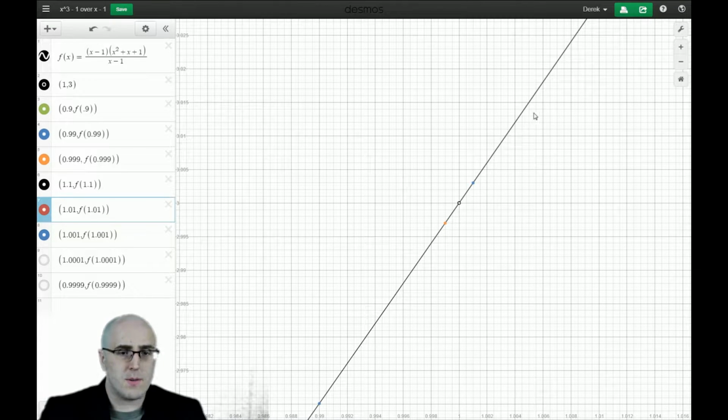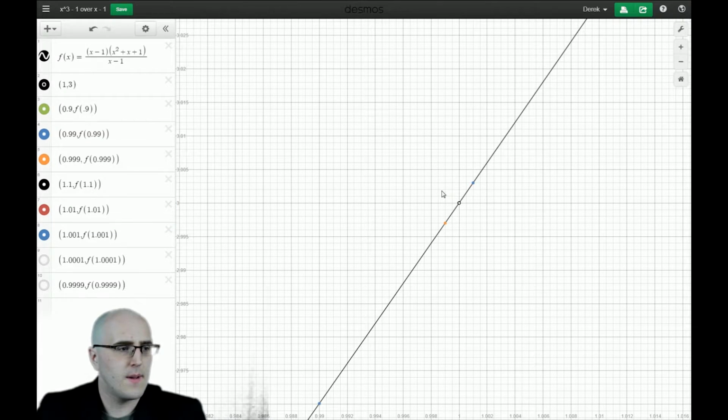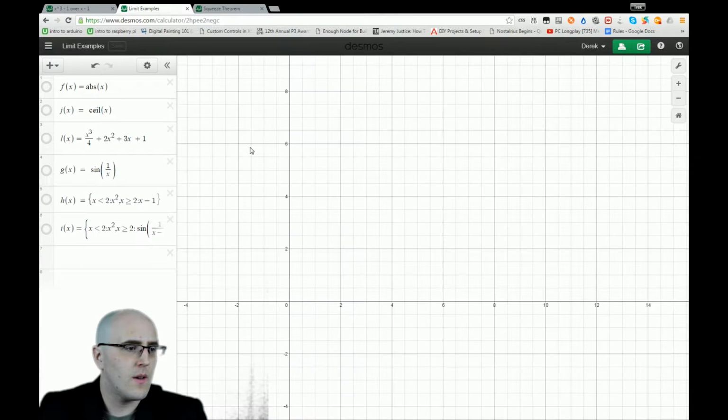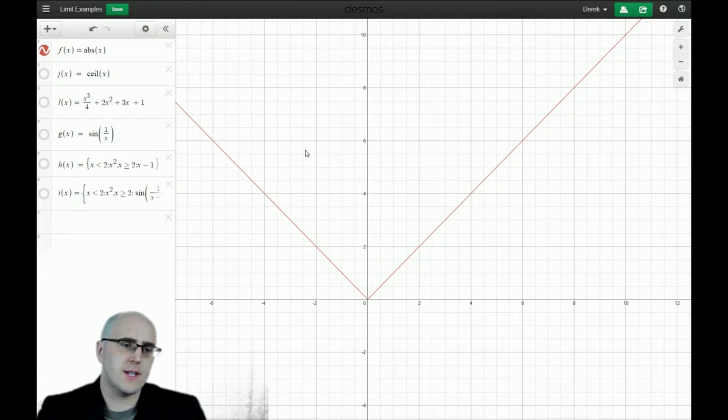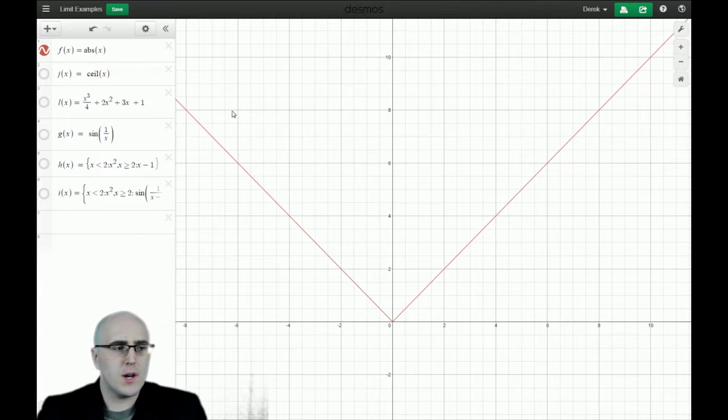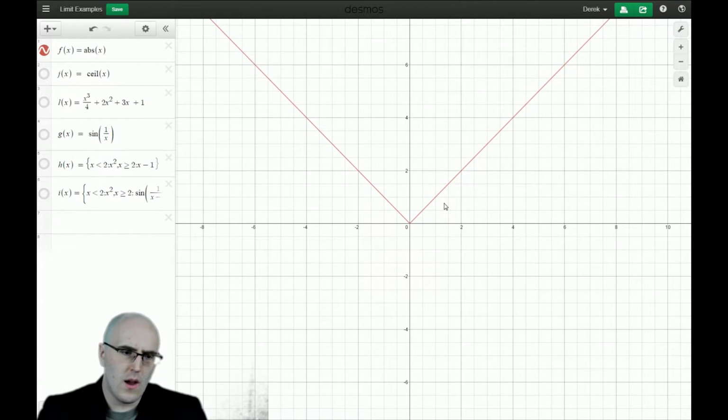Alright, so I'm going to jump to our next example. Let's talk about this one, because this is a very similar case. Here we have the function f of x is equal to the absolute value of x. On the left-hand side, we have a line here, and on the right-hand side, we have a line here. Now, I want you to notice that as our x value approaches 0 from the right side, we're approaching 0. Just watch my cursor here.